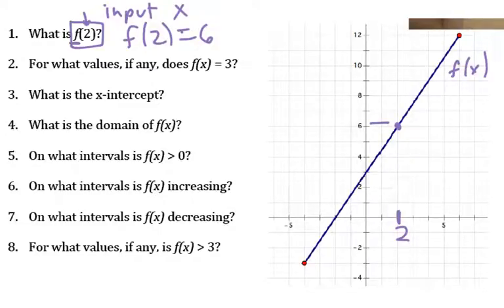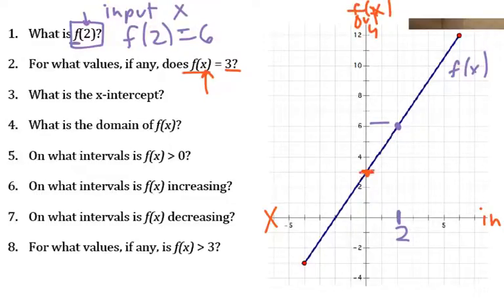Now if we look at number 2, we're kind of going backwards here. Now we're saying our output is 3. What's our input? So the output of 3 would be on the y-axis, the output. This is like the out, right? The in, this is like the x. This is like the f of x, or the y.